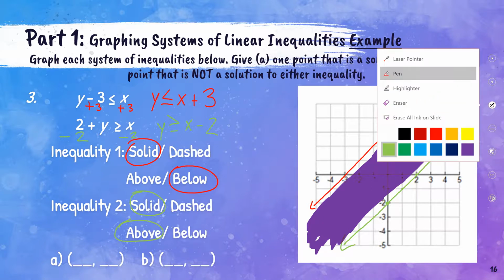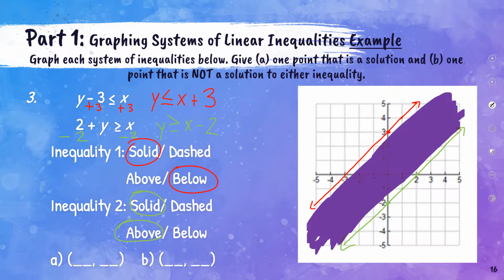And if I were to find a point that satisfies the system of linear inequalities, I do the point 1, 1. And the point that does not satisfy or is not a solution to the system of linear inequalities could be the point 2, -3.